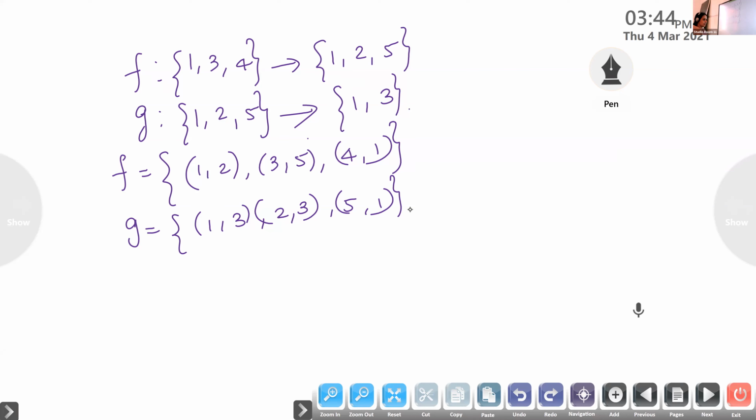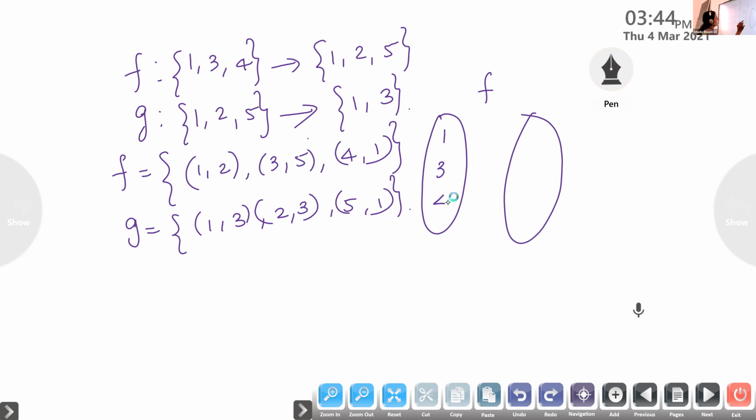So the easy way is, listen children, how to define g composition f: we have to tell which is the domain, which is the codomain and all. So f is a function from {1, 3, 4} to {1, 2, 5}. I'm going to represent it diagrammatically, so it will be easy for your understanding. And g is a function from {1, 2, 5} to {1, 3}.